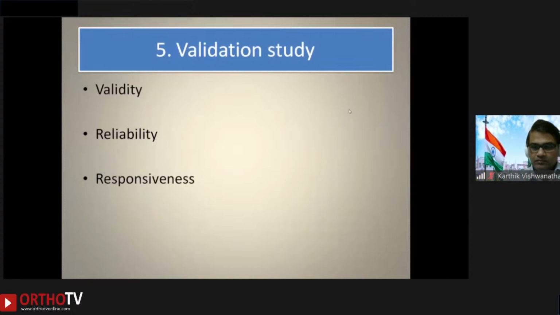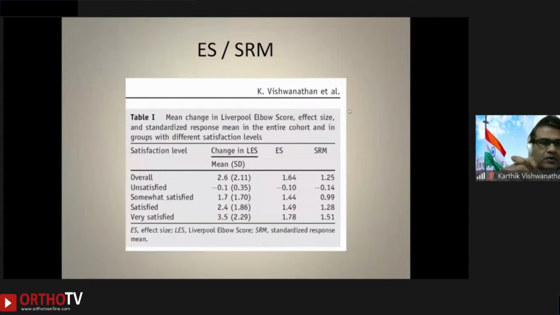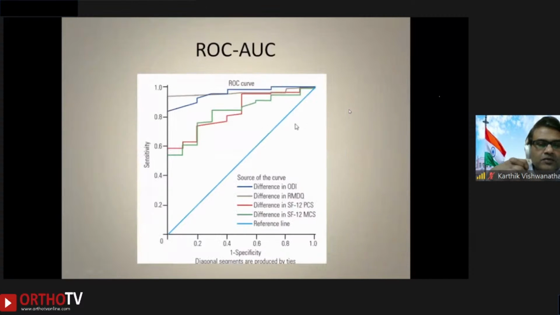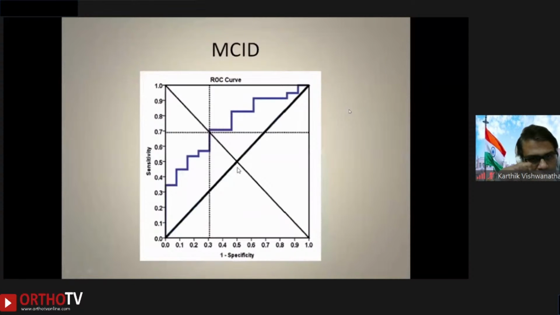Responsiveness is measured using standardized response mean, effect size, receiver operating characteristic area under curve, and MCID values. So this is an example of the Liverpool elbow score where effect size and standardized response mean based on various satisfaction levels is seen. The effect size and SRM increase as per the satisfaction level of the patient. So this is a ROC curve showing area under curve of various outcome measures. You can see that the Roland Morris disability score and Oswestry disability index have got higher area under the curve as compared to other measures.